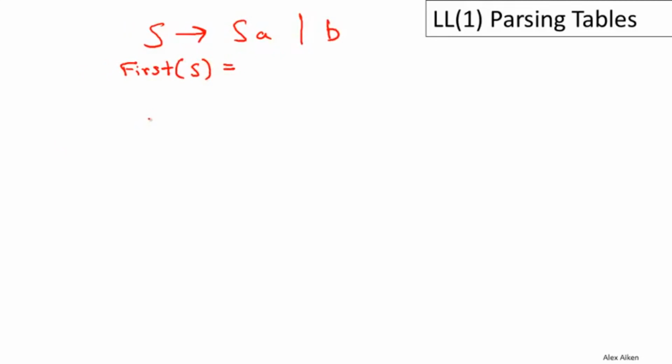All right, so what can S produce in the first position? Well, it can clearly produce a B, and there's no possibility of generating epsilon from S, and so in fact that's the only thing that's going to be in the first of S. And what about the follow of S? What can follow S? Well, it's the start symbol, so clearly dollar is in the follow of S, and then the terminal A appears right after S in the first production, and so A is also in the follow of S.